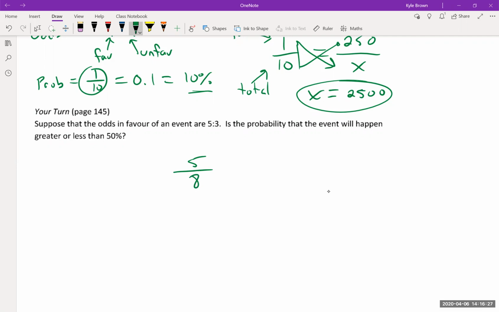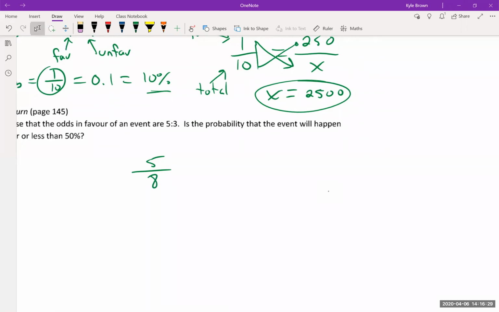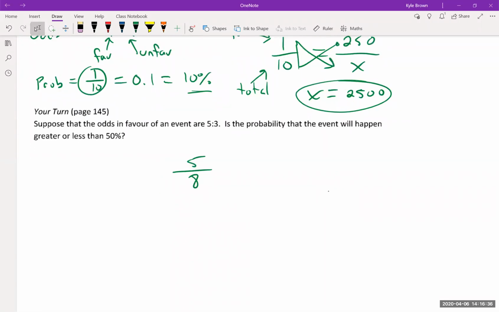So that's it, 5 over 8. Well, yeah, I can see from that. You could put that in your calculator, but you shouldn't have to because 4 over 8 is 50%. So 5 over 8 is above 50%. So 5 over 8 is greater than 50%.